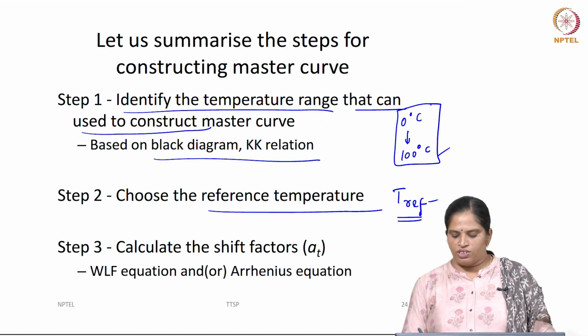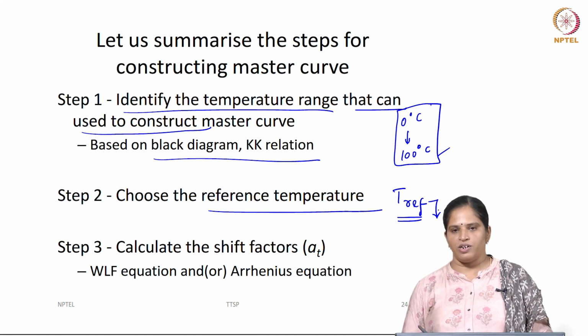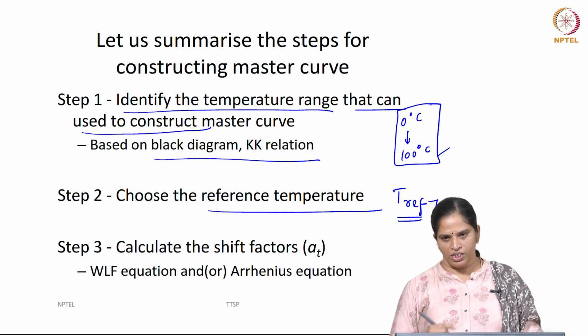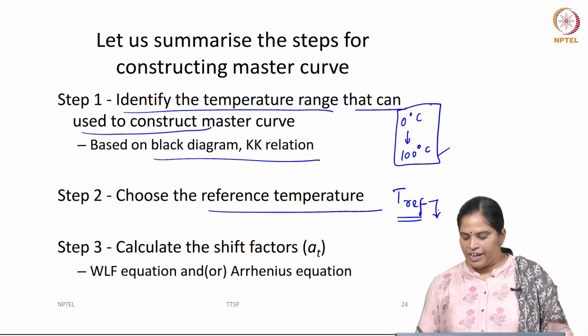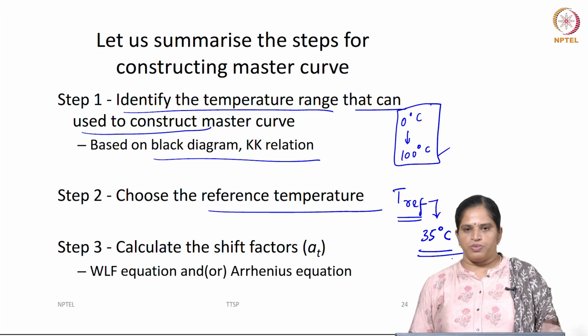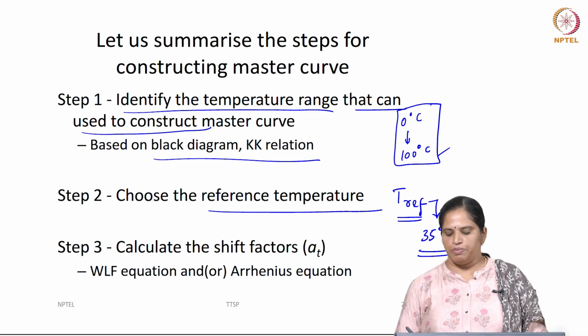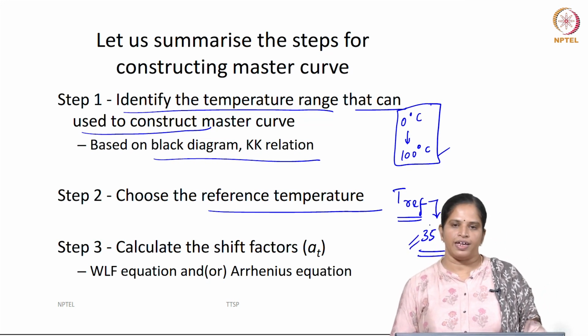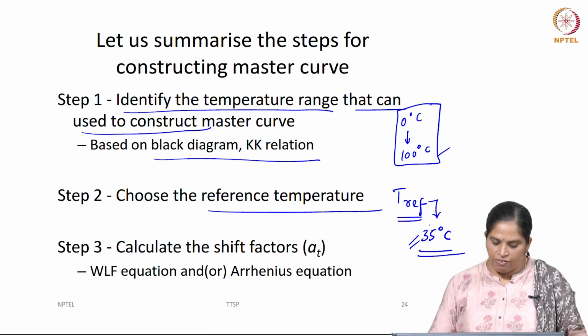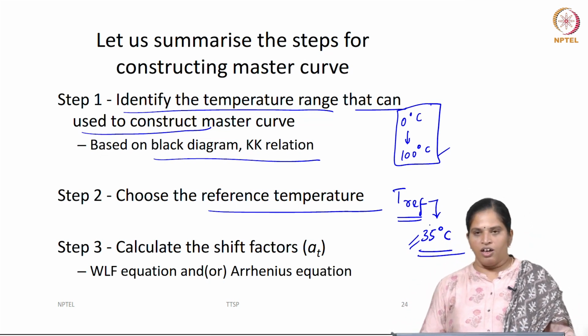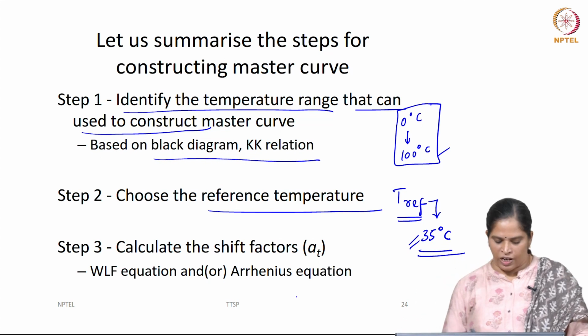The selection of reference temperature is based on our requirement. If you want to know the response of a bitumen at 35 degrees Celsius, you select it to be 35. It is based on the user requirement and there is no fixed rule to select the reference temperature. After selecting a reference temperature, find out the shift factor for each isotherm.